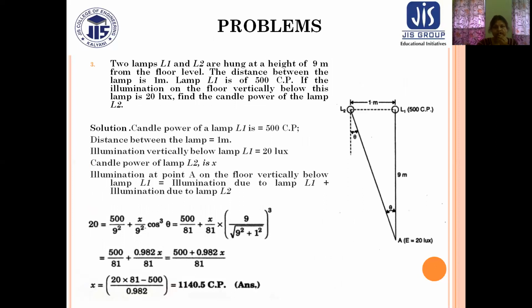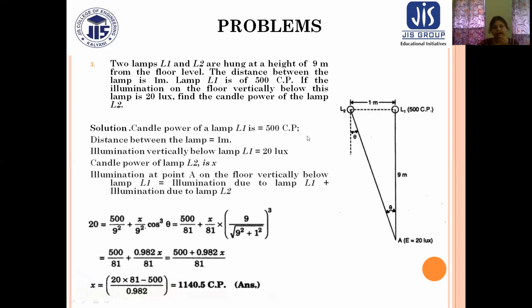Now question number 3. Two lamps L1 and L2 are hung at a height of 9 meters from the floor level. The distance between the lamps is 1 meter. Lamp L1 is of 500 CP. If the illumination on the floor vertically below this lamp is 20 lux, find the candle power of the lamp L2. So now the solution.